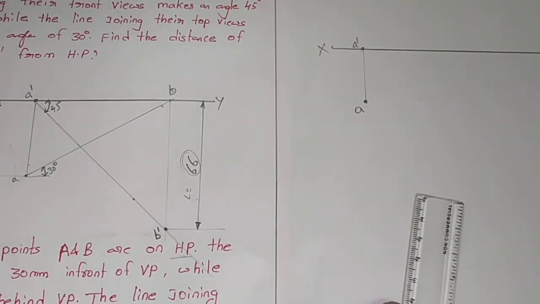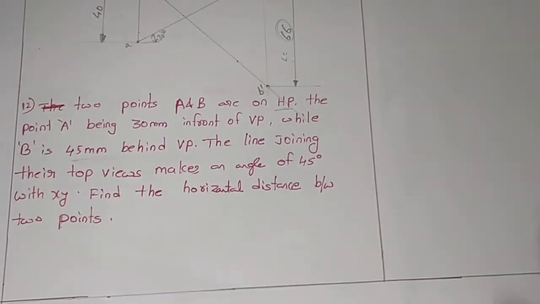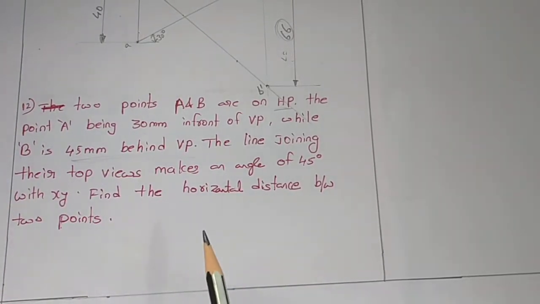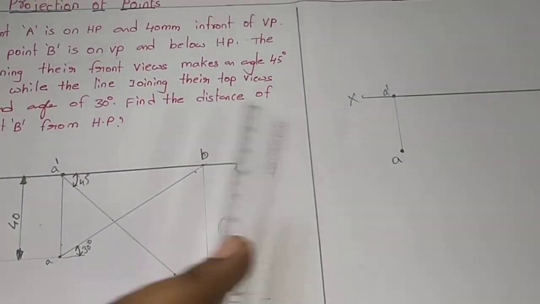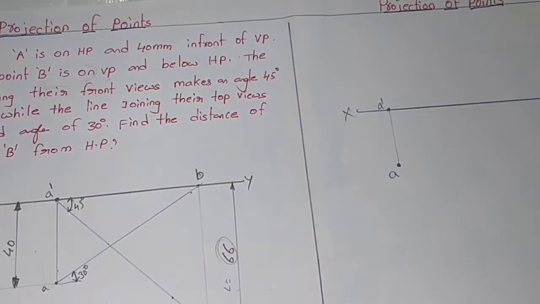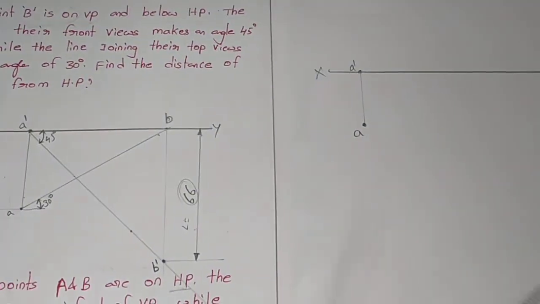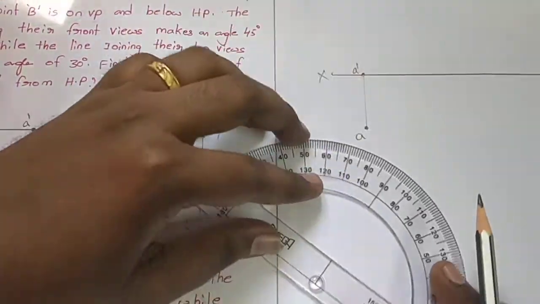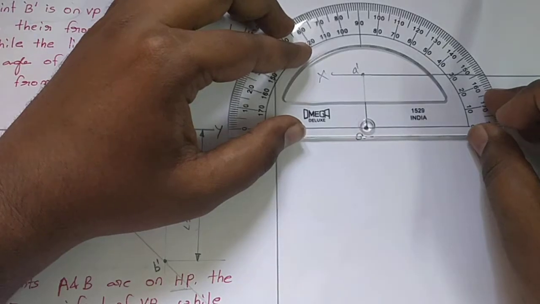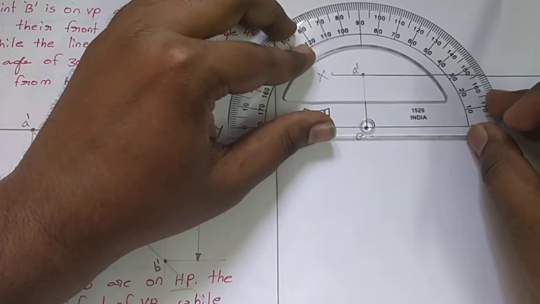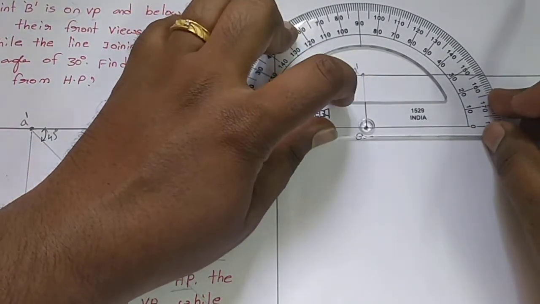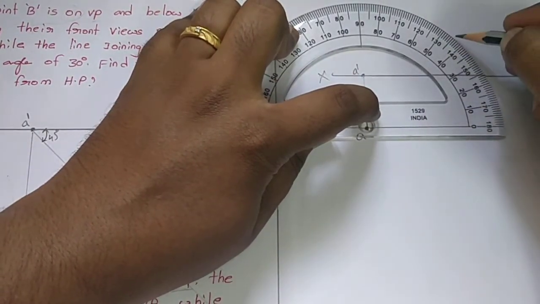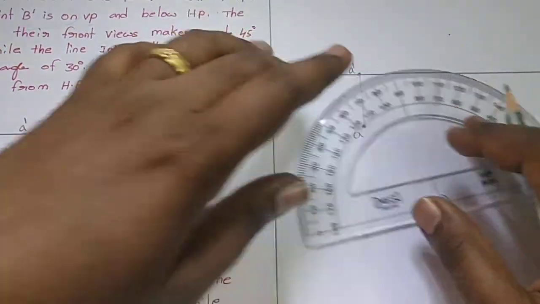For that they gave one clue, that the line joining the top views makes an angle of 45 degrees with XY. For that, first draw the 45 degrees line from point A, that is the top view of point A. From this we need to draw a 45 degrees line. Measure the angle: 0, 10, 20, 30, 40, 45. Okay, I have drawn the 45 degrees line.